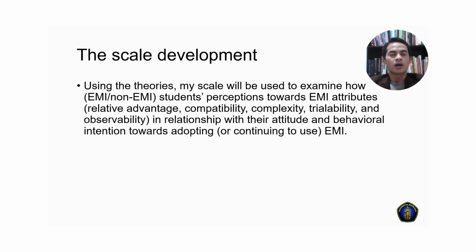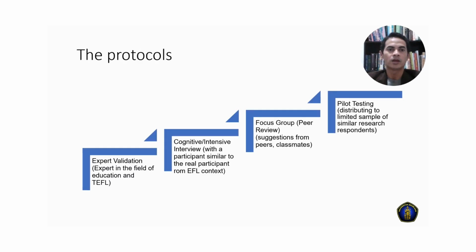So my skill development here is by using all these three theories, expected to examine how EMI and non-EMI students' perceptions towards EMI attributes, relative advantage, compatibility, complexity, trialability, and observability, in relationship with their attitude and behavior intention towards adopting or continuing to use EMI. Those theories I use, and then I try to develop my skill with these stages.